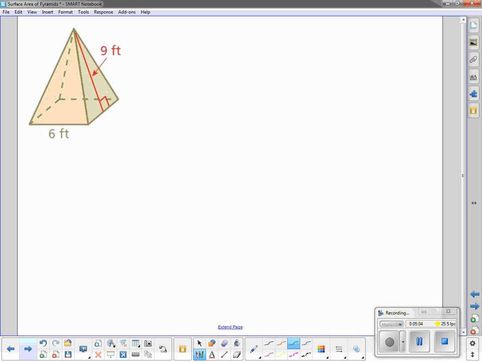And here's the last example we'll look at. This is a square pyramid again. I know that it's square because they tell me the measurement of one side, but maybe not the other side. So we're going to say that that is 6 feet. And we see that the height is there in red, which is 9 feet. So first we're going to find the area of the base, which in this case is a square. So we're going to use area equals base times height. This is 6 times 6. So the area of the base is 36 square feet.